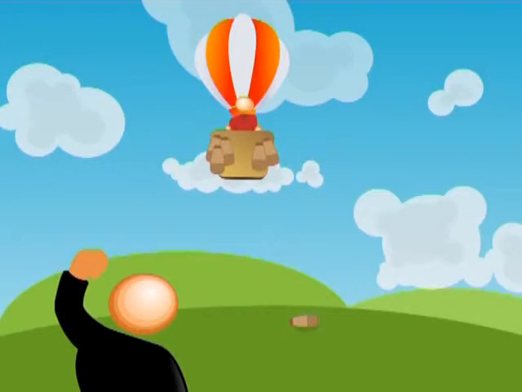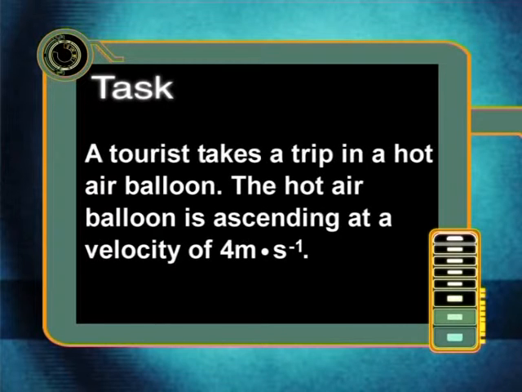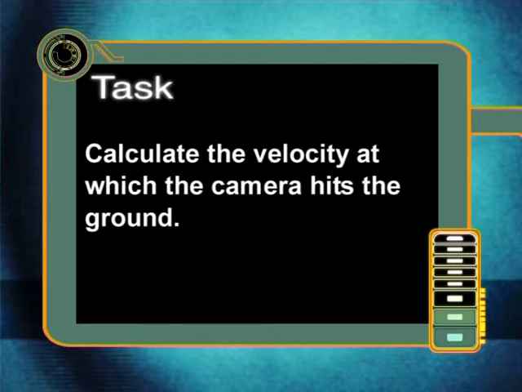Consider this information. At a height of 20 meters above the ground, this camera will fall while the hot air balloon moves up at a velocity of 4 meters per second. Here's the question. A tourist takes a trip in a hot air balloon. The hot air balloon is ascending or moving up at a velocity of 4 meters per second. He accidentally drops his camera over the side of the balloon's basket at a height of 20 meters. Calculate the velocity at which the camera hits the ground.